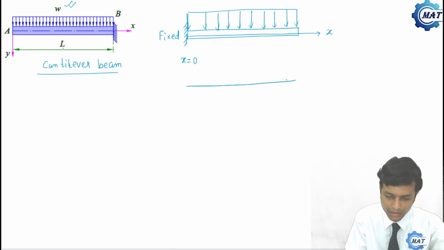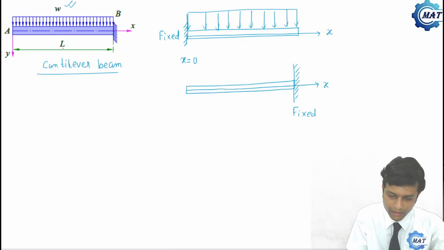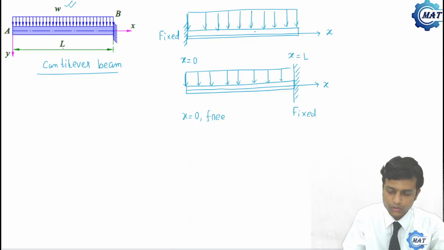Another option is that we take this orientation. That is, this is the fixed support and x equal to 0 at the free end. Free end x equal to 0 and x equal to L at the fixed support. So which option do we have to take? Say this is option 1 and this is option 2.